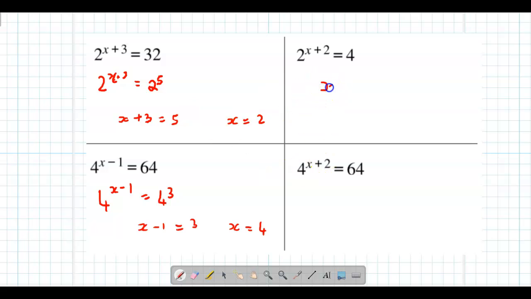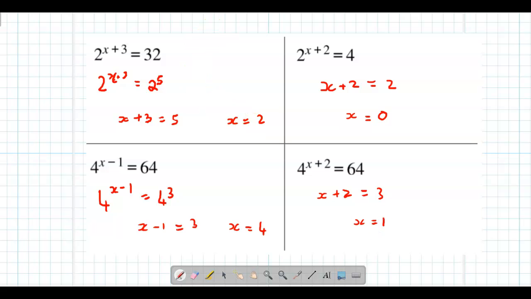So on this one, I've got x plus 2. And this 4 I'm going to make as 2 to the power of 2. So here x equals 0. We already know here that 64 is 4 to the power of 3. So we've got x plus 2 equals 3. And so x here will be 1.